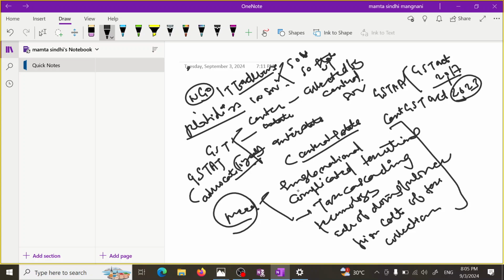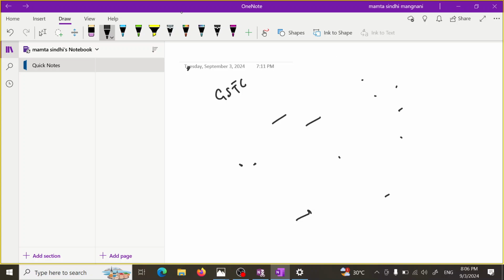Next, the GST Council. What do you understand about the GST Council? Now I am going to discuss the GST Council. This GST Council is first of all a constitutional body, established by the President of India under Article 279A.